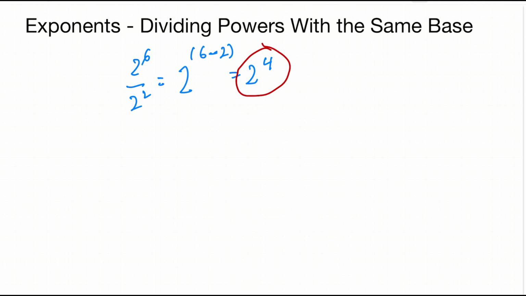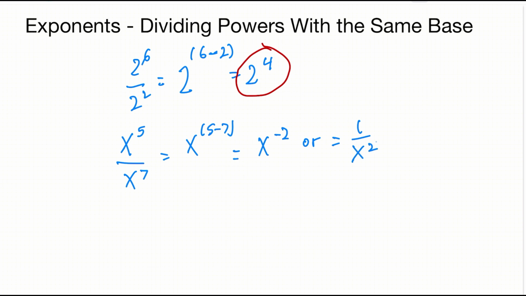Let's look at another example. We've got x to the 5 divided by x to the 7. So that's equal to x to the 5 minus 7, the difference of the powers. So that's equal to x to the minus 2, or it's equal to 1 over x squared. Either one of those would be correct. Since you have the negative exponent, it puts the power in the denominator.